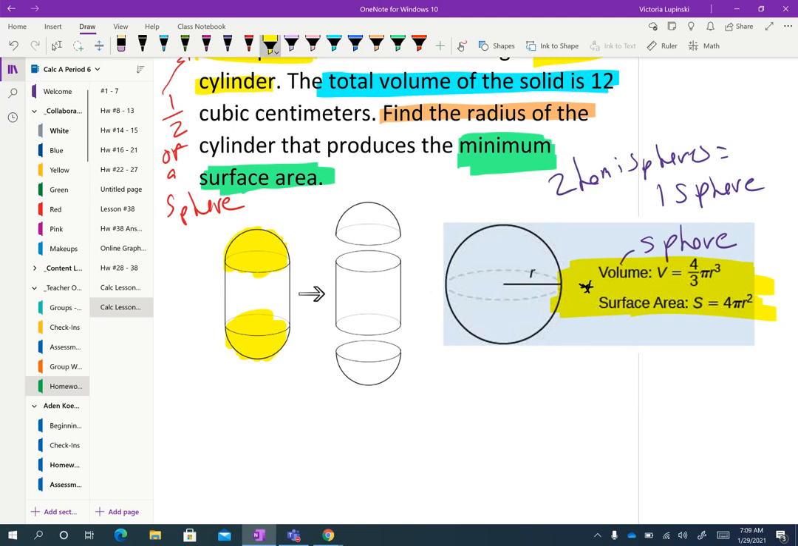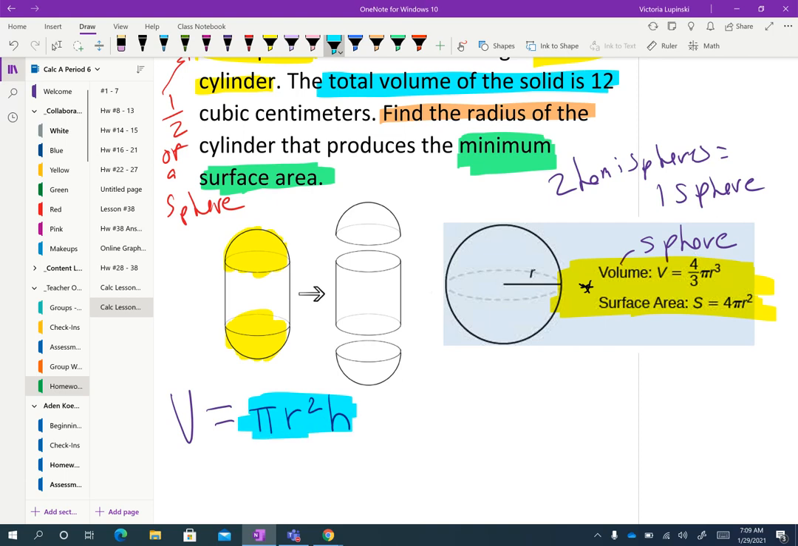In order to find the total surface area or volume of the figure, I'm going to have to add that to any parts of the cylinder. So I'm going to need a surface area and a volume. I'm going to start with the volume. To find the volume of the total figure, I'm going to start with the cylinder. The volume of a cylinder is pi r squared h.